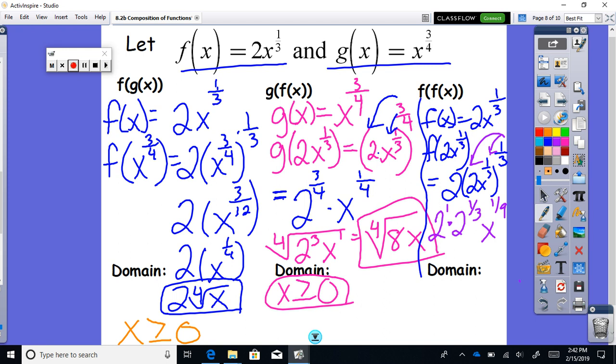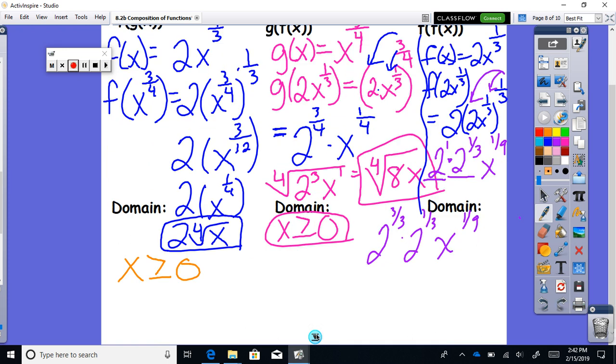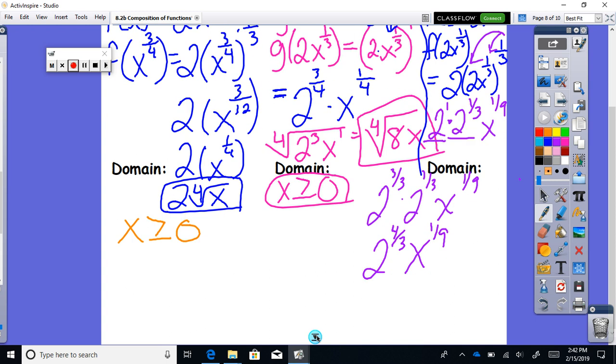Now when the bases are the same here, these 2's times 2 to the 1/3, I can add the exponents. So remember that 1 is the same thing as 3 over 3. So 2 and then 1/3 x to the 1/9. I have 3/3 plus 1/3 is 2 to the 4/3 x to the 1/9. So there we go there.